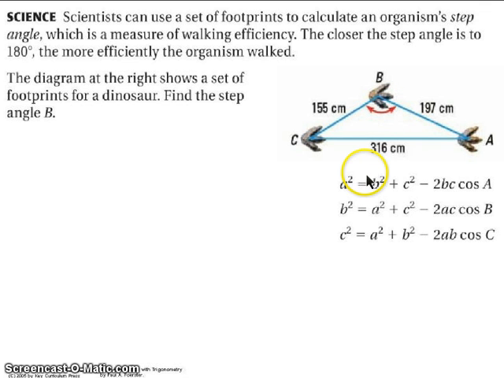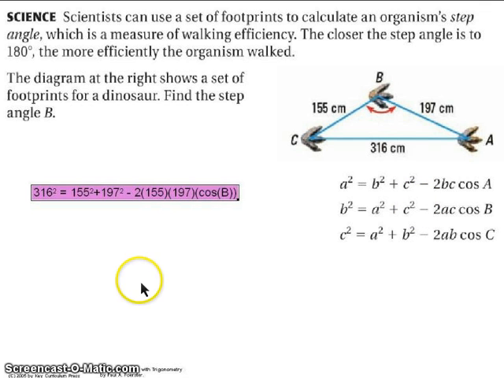So our first step is, since we know the three sides, let's just plug it into the formula. That's very straightforward. So 316 squared, that's just one of the sides squared. The other two sides are being squared, the 155 and the 197, minus 2 times 155 times 197, and then the cosine of angle B. If you notice the formula, we know everything there is to know about this triangle except for that angle, and this is going to help us get the angle.